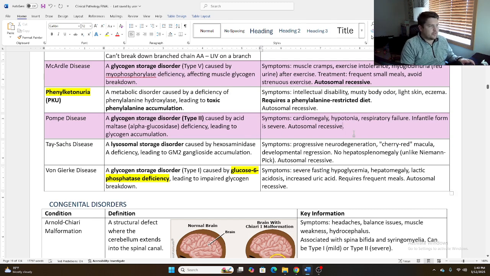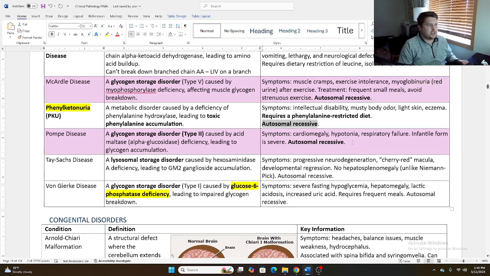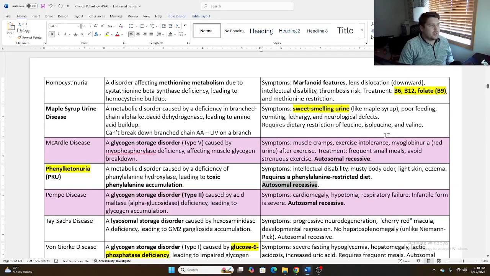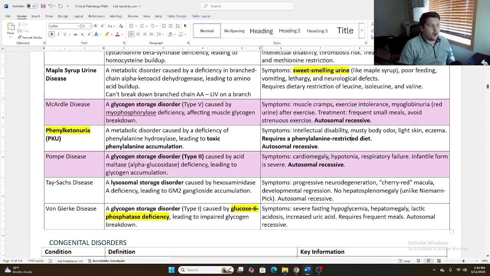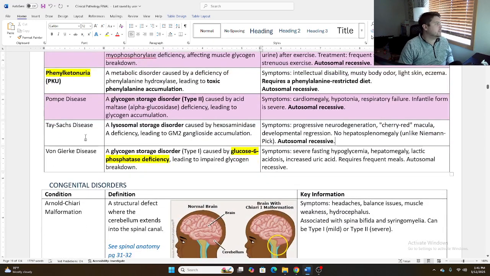autosomal recessive. You kind of start to see a pattern. The vast majority of conditions are autosomal recessive. So if you're going to take a stab in the dark, we want to guess autosomal recessive.